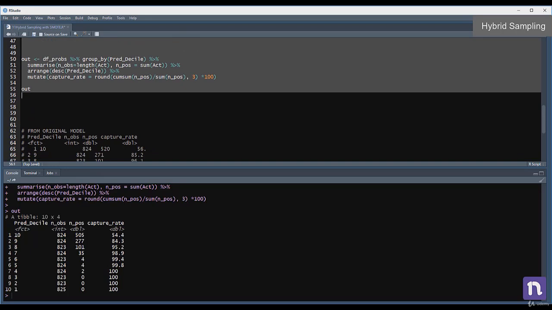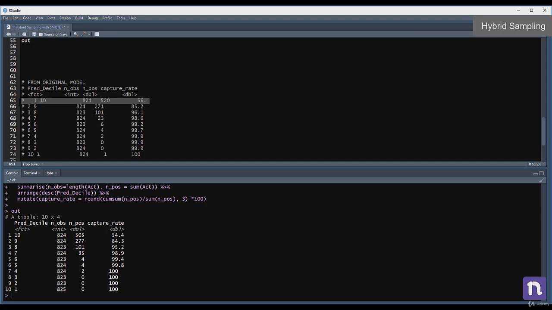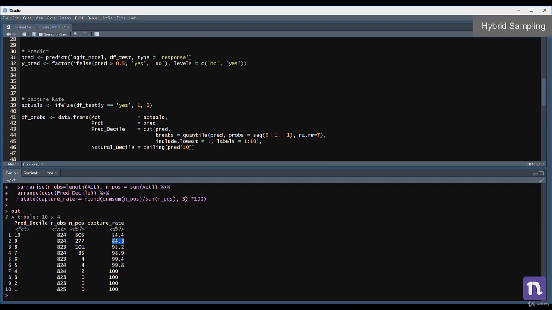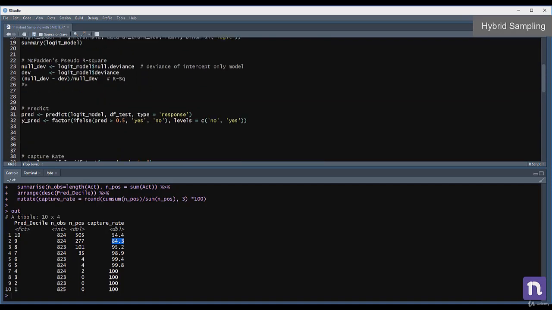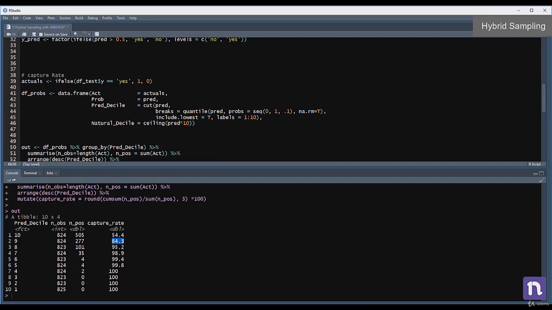Now, if you look at the capture rates, it has actually degenerated from what we had originally in the model. The first decile originally had captured 56% of all the responders. That is the value of Y where the value is yes. Likewise, the second decile has also gone down slightly. It has gone from 85.2 to 84.3. So even though we had achieved a better McFadden's R square, for practical purposes, this model may not do as good as the original model did perform for us.